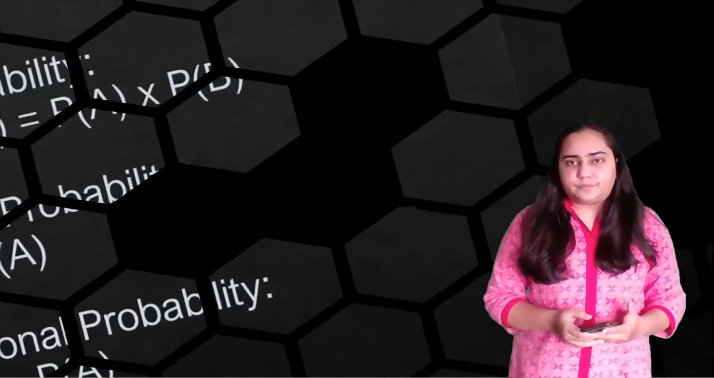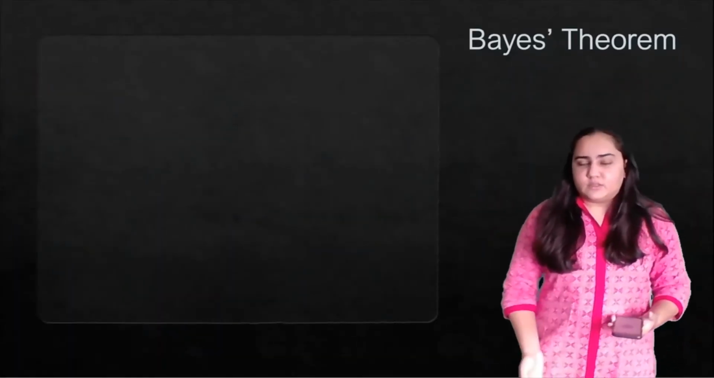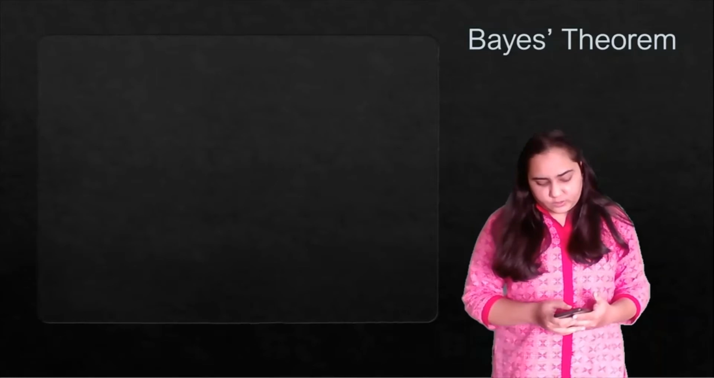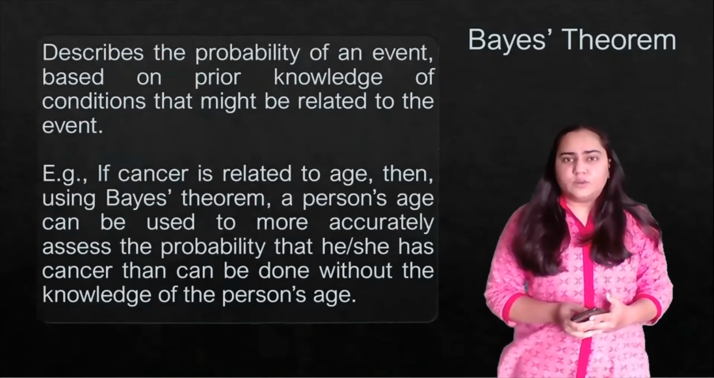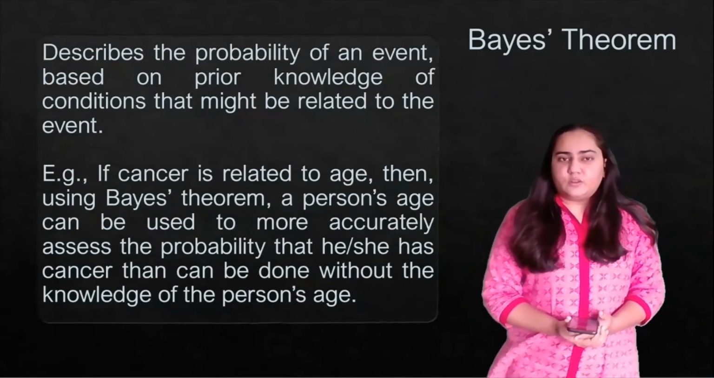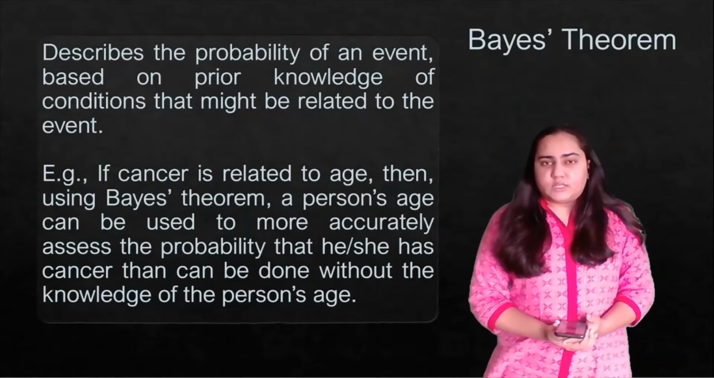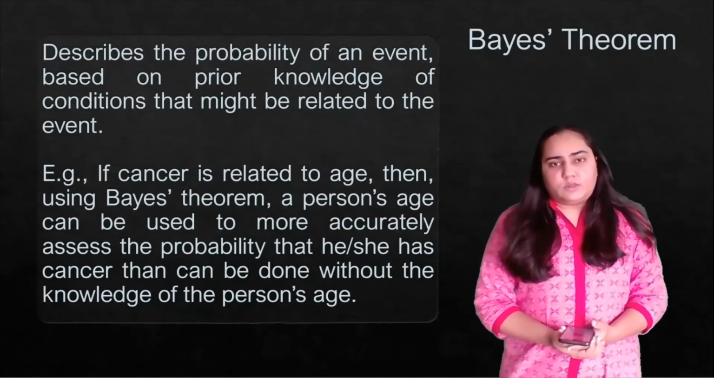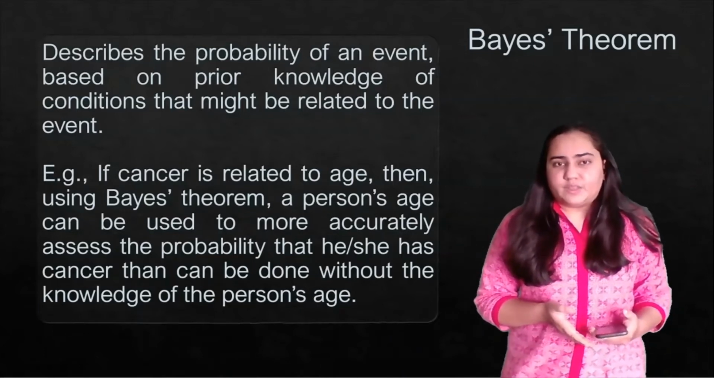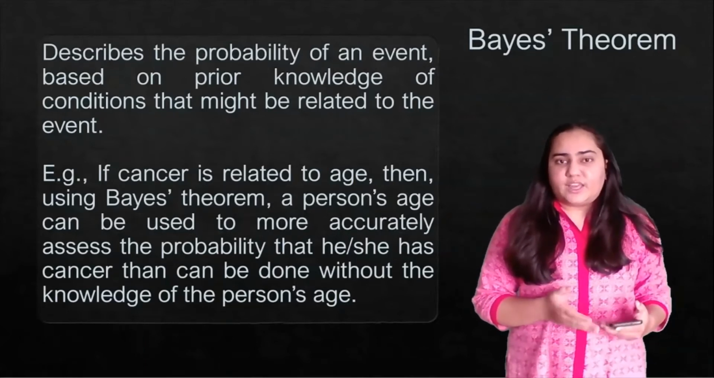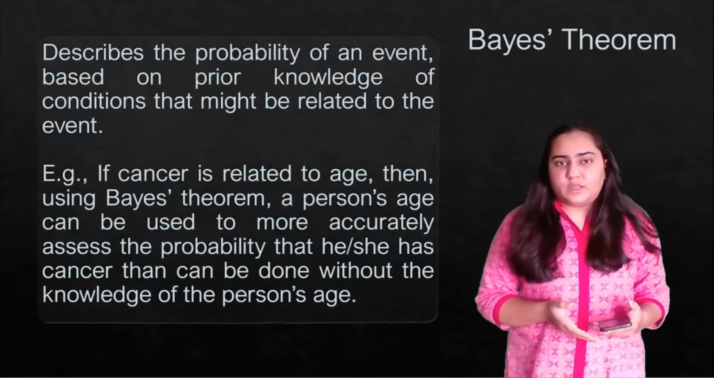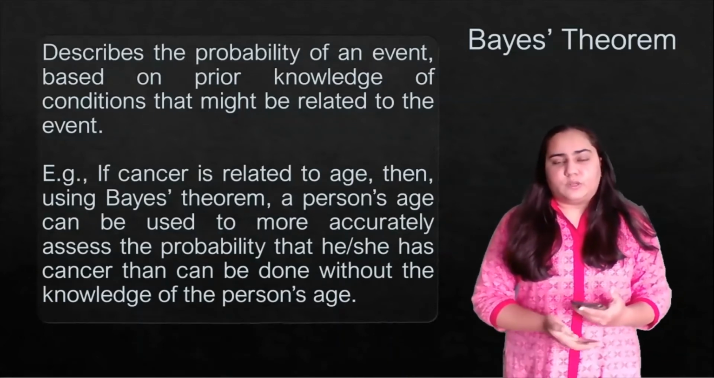And now we are going to move forward to Bayes' theorem, which is a very important theorem. First, I'd like to explain to you what the theorem is about. Bayes' theorem describes the probability of an event based on prior knowledge of conditions that might be related to the event. To understand it better, let's take an example. If cancer is related to age, then using Bayes' theorem, a person's age can be used to more accurately assess the probability that he or she has cancer than can be done without the knowledge of the person's age.